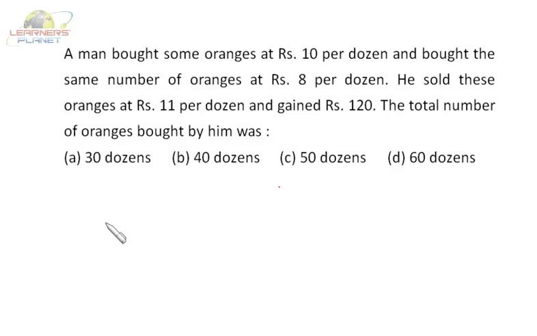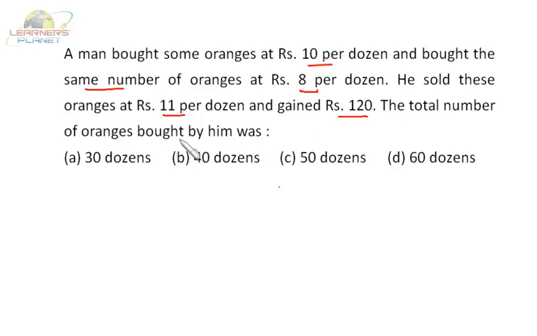Now friends, let's see this problem, quite similar to the previous one. I would just suggest you pause the session, do the problem on your own, then match your answer with mine. A man bought some oranges at rupees 10 per dozen and bought the same number of oranges at rupees 8 per dozen. He sold these oranges at 11 rupees per dozen and gained rupees 120. We have to find out the total number of oranges bought by him.